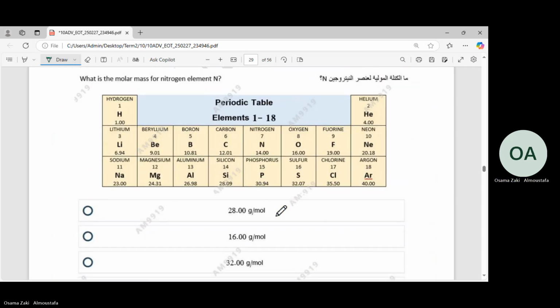This one: what's the molar mass for the nitrogen element? This is a very simple question. Where's the molar mass? The molar mass is the number below, not the upper one, the lower one.